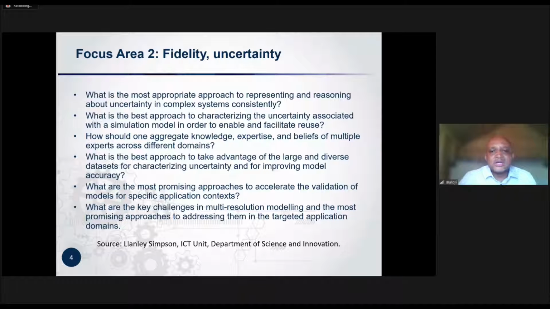What is the approach to characterizing the uncertainty associated with a simulation model in order to enable and facilitate reuse? As we all know, sometimes the models that get produced and developed are not used by the developer but by other people out there. So you need to develop something that can be reused further and further for the benefit of the whole community, if you will. Not to be exhaustive in looking at all these questions, I can pick one of them: what are the most promising approaches to accelerate the validation of models for specific application contexts?